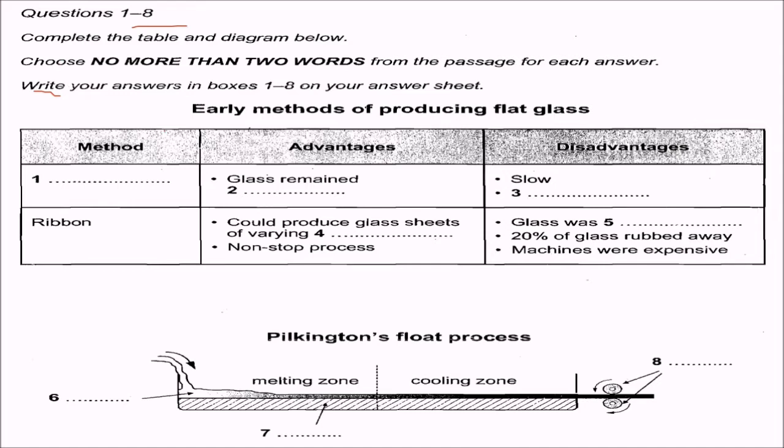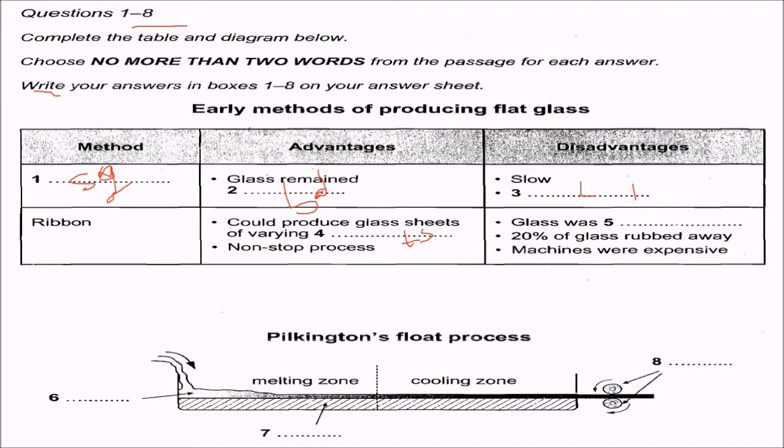Early method of producing flat glass: the method was spinning, SG, I'll write a short form of this. Glass remained blemished. BD: the disadvantage is that it was slow and labor intensive. Then came the ribbon method, which could produce glass sheet of varying thickness.